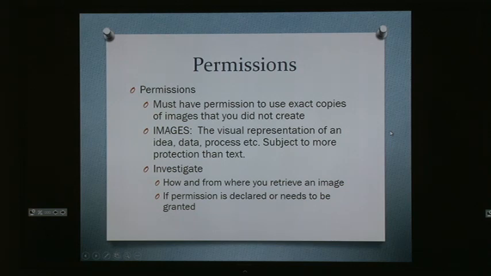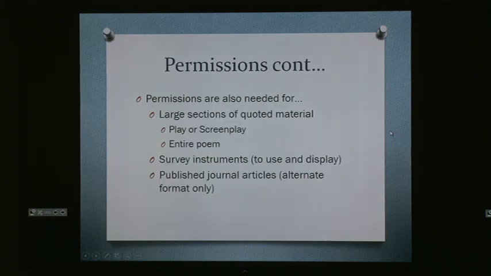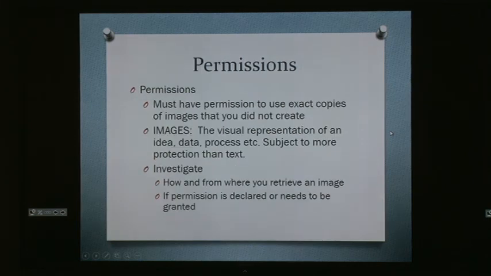There are websites out there that declare that it's free to use, like Pixabay, or Creative Commons, which also includes all of those that are free to use. So there's also copyright clearance centers that you can go through to declare that this is okay to use. So there's ways to find out. So if you're not sure, investigate.